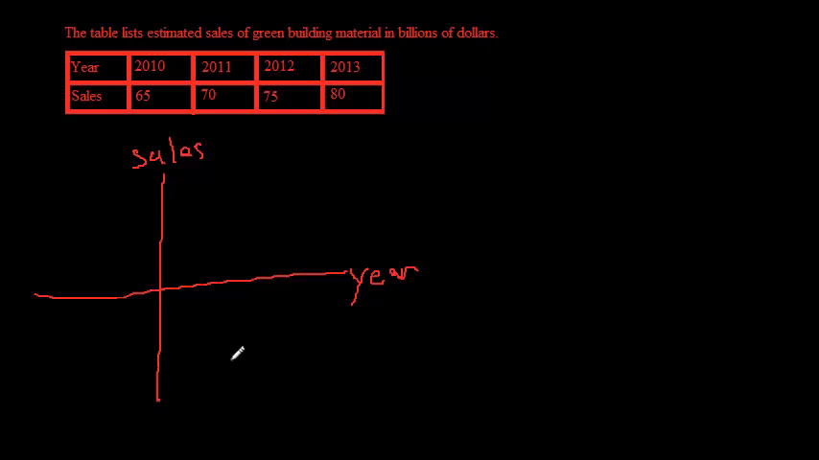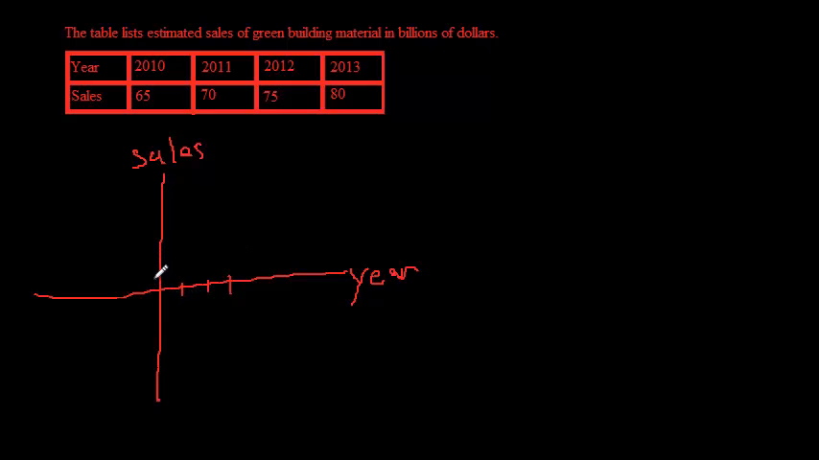One little trick that you'll see happen relatively often is, instead of going all the way out to 2010 onto our x-axis, we're just going to call 2010 our 0 year. So right at 0 is 2010. That means 1 is 2011, 2 is 2012, and 3 is 2013.